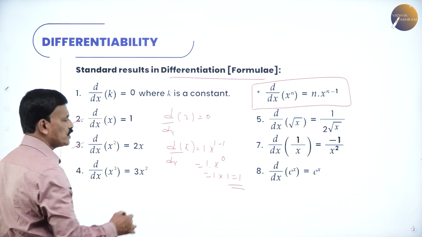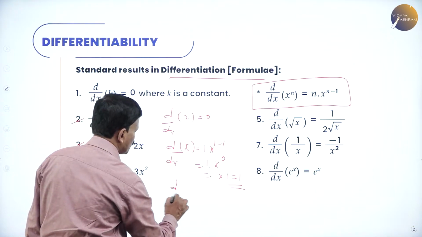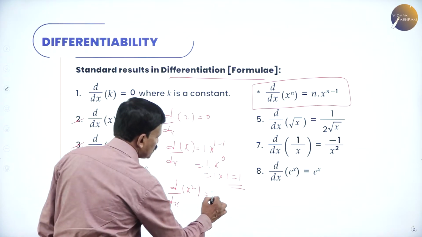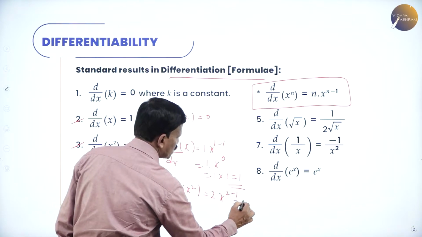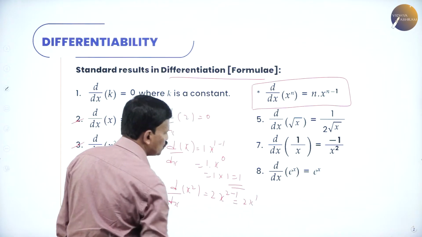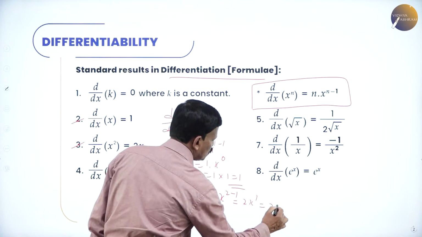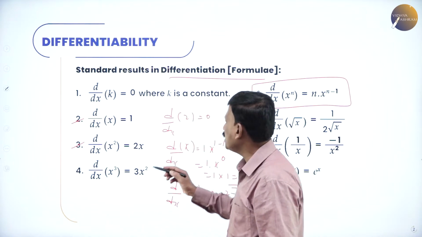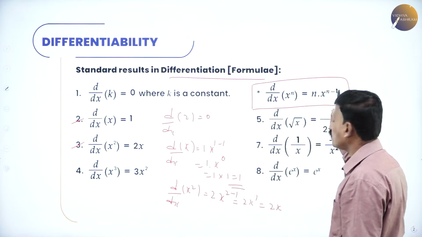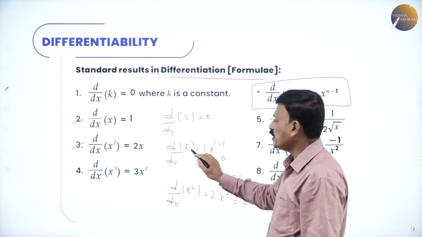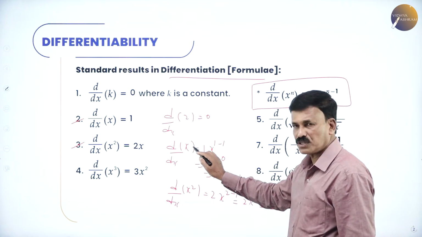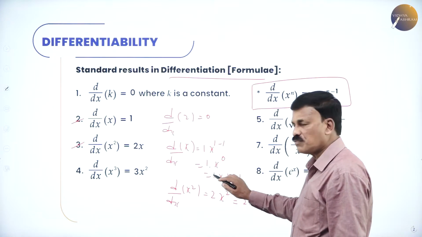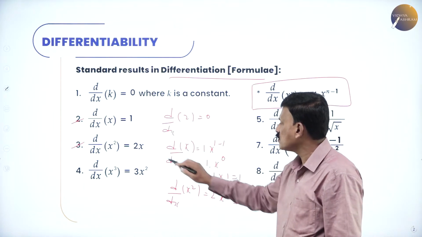Now d by dx of x square, differentiation of x square. What is n here? n is equal to 2, so 2x to the power of 2 minus 1, which is 2x. So derivative of x square is equal to 2x. See here, d by dx of x raised to n is nx to the power of n minus 1. So d by dx of x is x to the power of 1, n is equal to 1, x raised to 1 minus 1, x raised to 0 is 1, and 1 into 1 is 1. Differentiation of x is equal to 1.